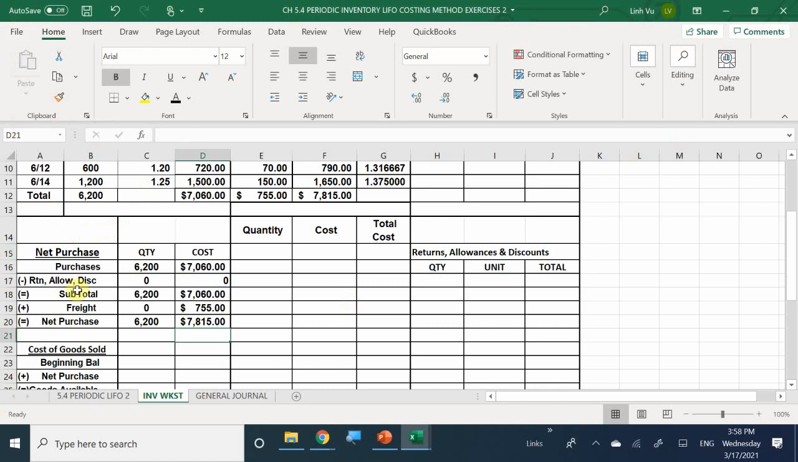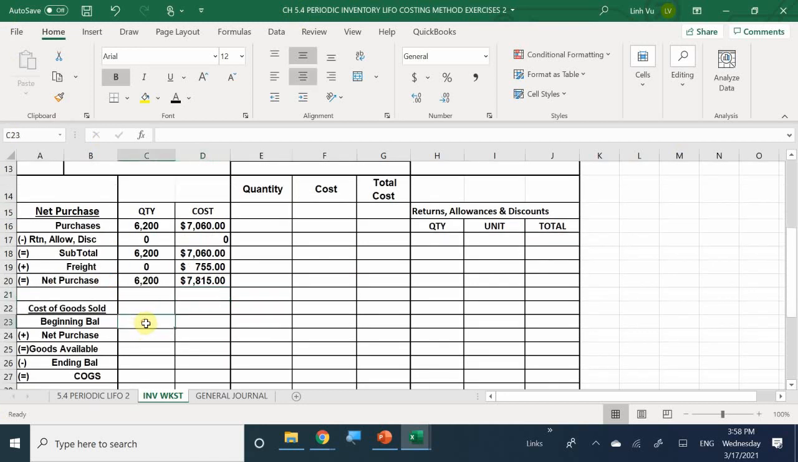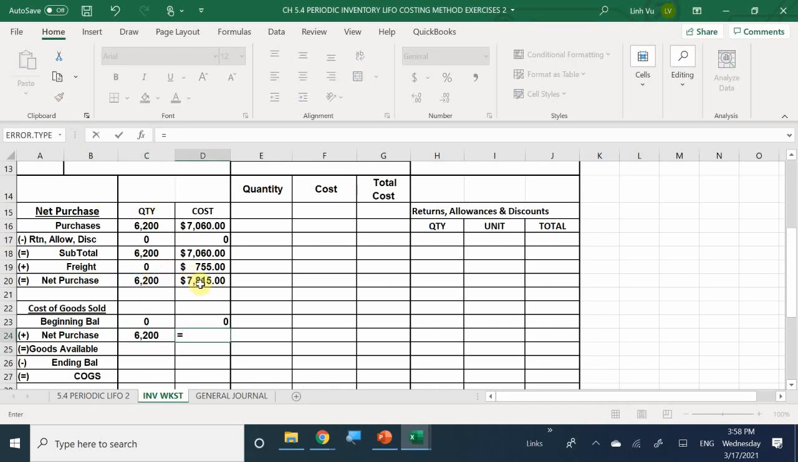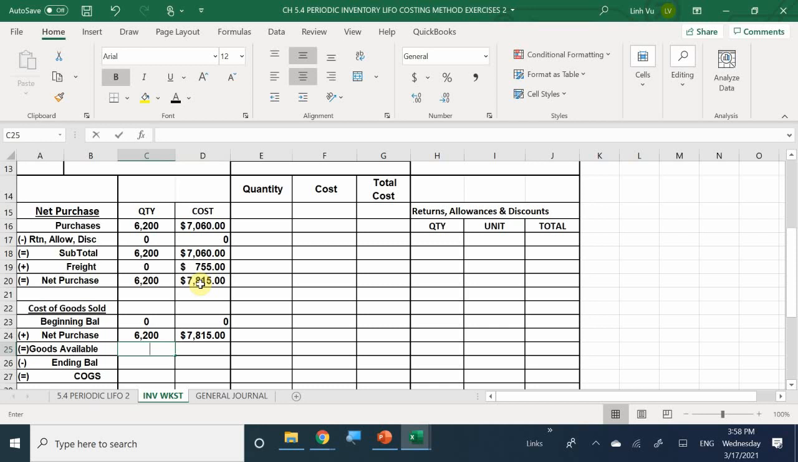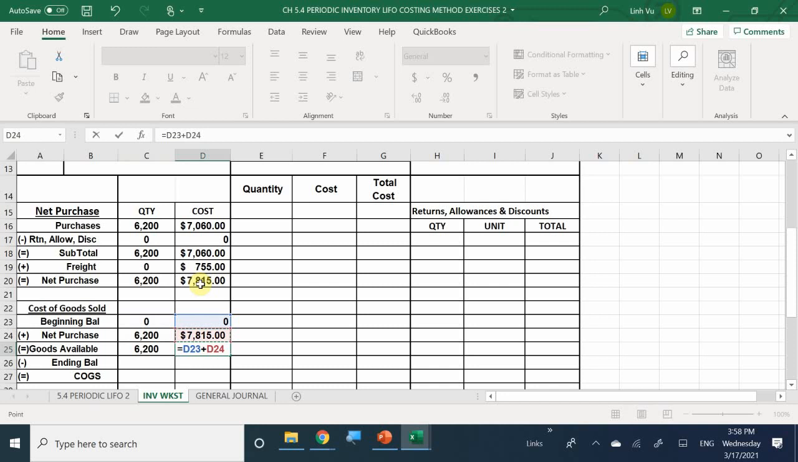Once again, we don't have any beginning inventory for this scenario. So I'm going to pull down the information for my net purchases. If I add those two together, I'm just going to end up with the same numbers because I'm adding 0 to it. Therefore, my total goods available is going to be whatever my net purchases was.